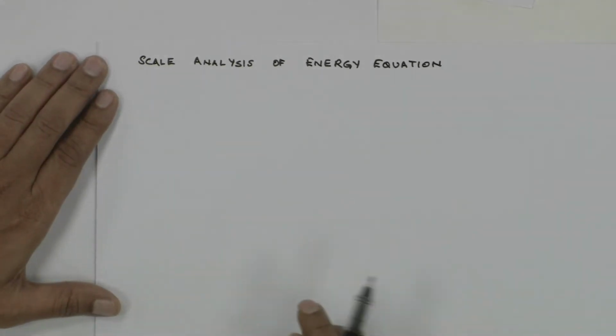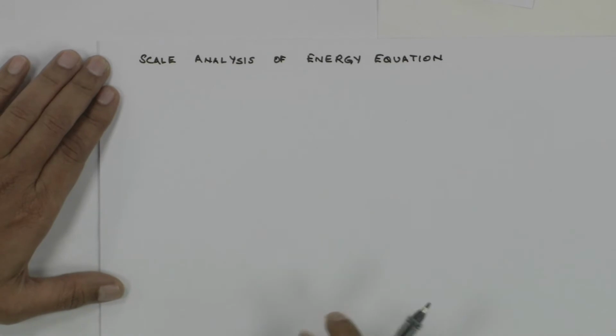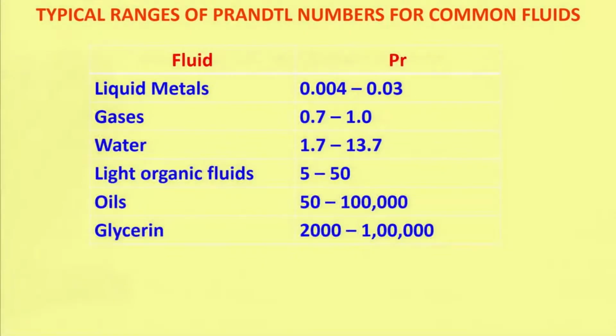Here to start off, the boundary layer thicknesses are going to be different for Prandtl number less than 1 and Prandtl number greater than 1. So just back to slides, Prandtl number is nu by alpha. For liquid metals it is very small, 0.004 to 0.03. For air and gases it is 0.7 to 1, water is 1.7 to 13.7, organic fluids 5 to 50, oils it can be in the order of tens of thousands or 1 lakh, glycerin 2000 to 1 lakh.